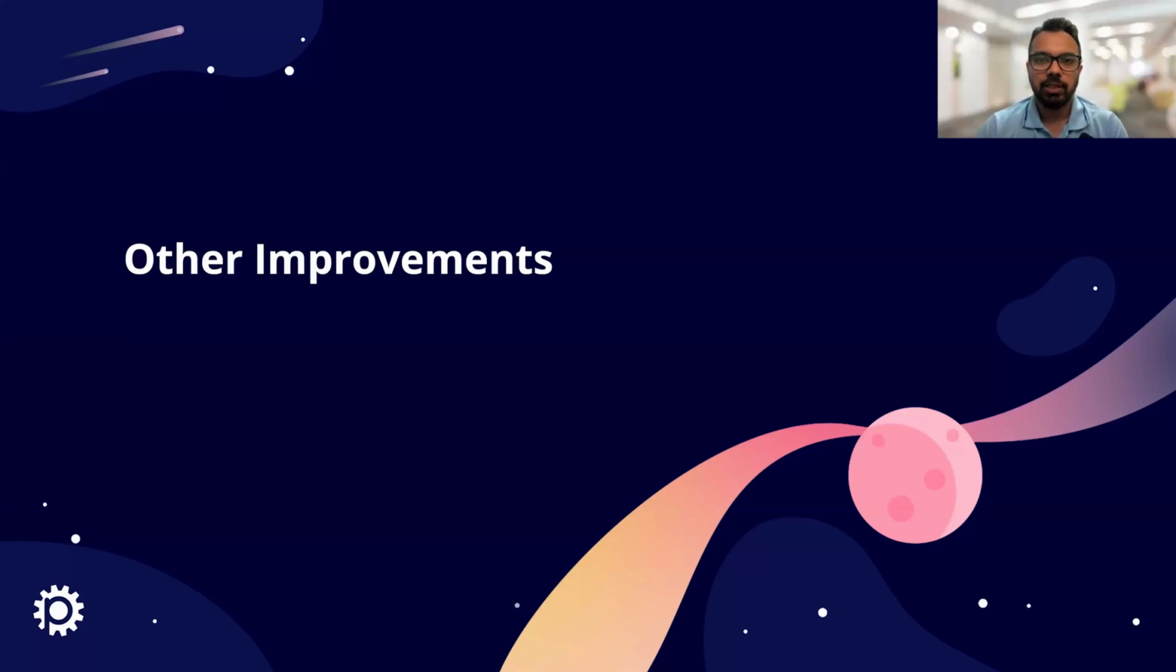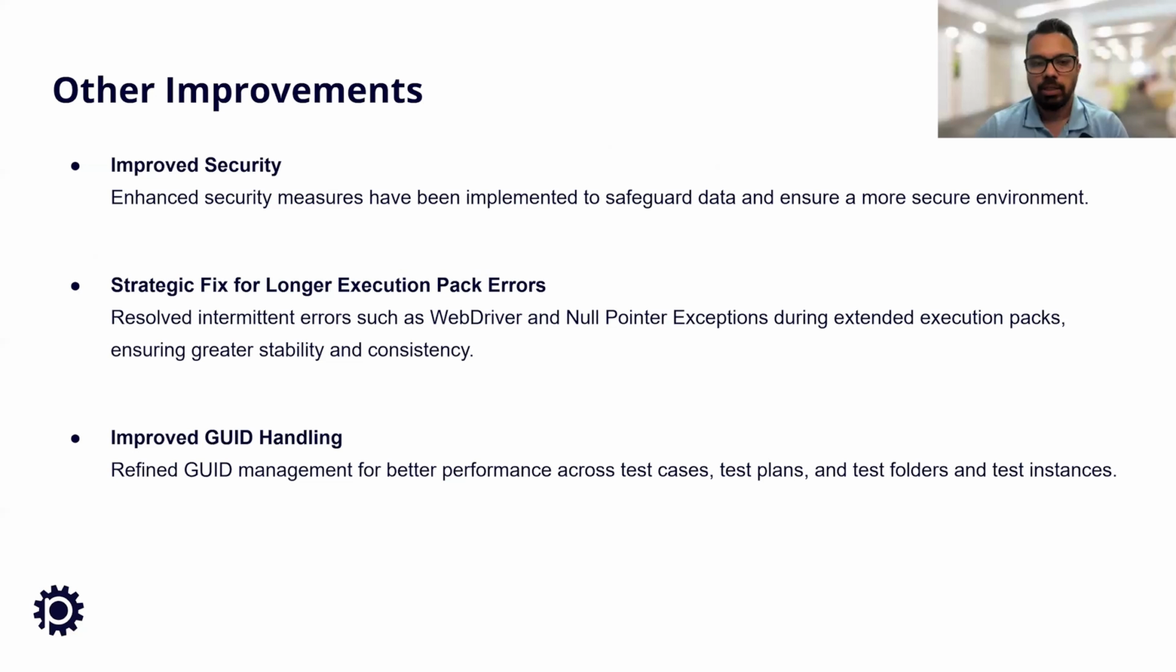Moving to the last section of this automation updates, other improvements. So next slide, please. So as I mentioned, the focus of this release was Winter 25. But other than that, we have been focusing on some other areas as well, just to keep the product up to date. The areas were security, performance, and stability.